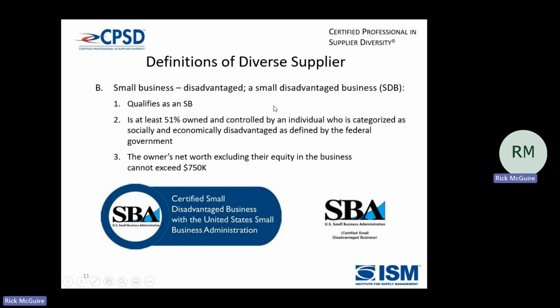Small business disadvantaged, or a small disadvantaged business, otherwise known as an SDB, it qualifies as a small business, and it's also at least 51% owned and controlled by an individual who is characterized as socially and economically disadvantaged as defined by the federal government. And they can go into the SBA and find out how they're defining that. The owner's net worth, excluding their equity in the business, cannot exceed $750,000.